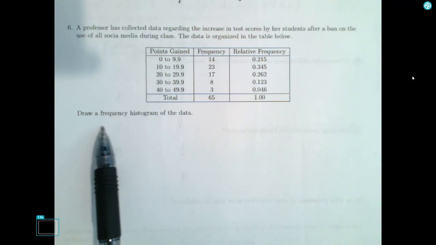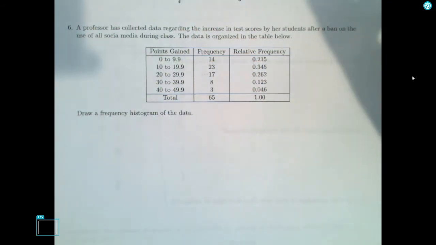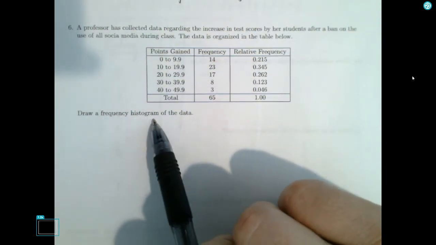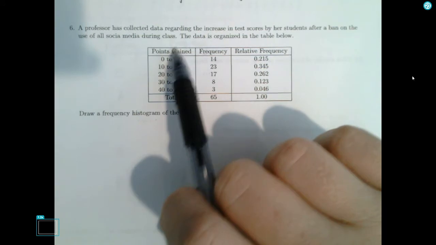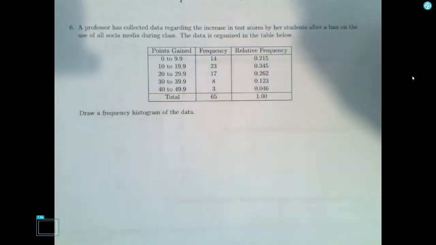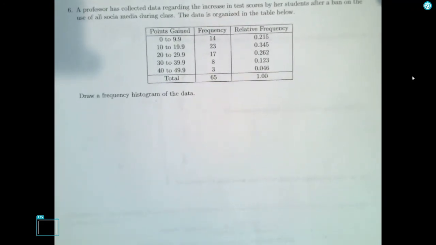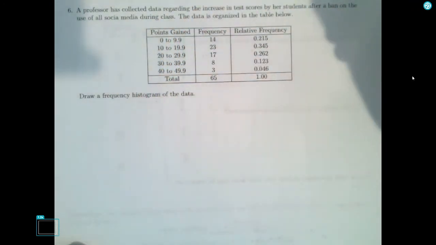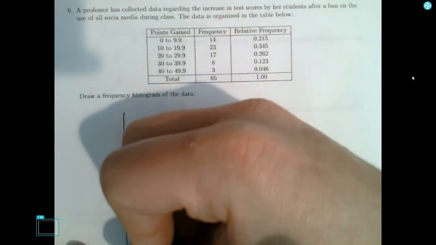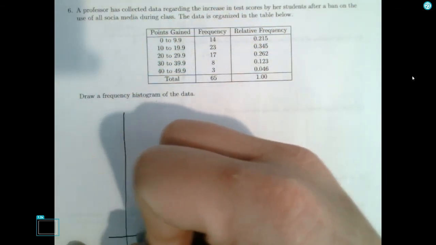We're asked to draw a frequency histogram of the data. It's going to have to be a histogram and not a bar chart because the data is quantitative here, right? That means that there's not going to be any space between the bars, okay? So let's do it. Among the frequencies, I'm not going to include the 65 because that's just a total, right? It looks like the largest one is 23. So I'm going to draw my histogram like this.